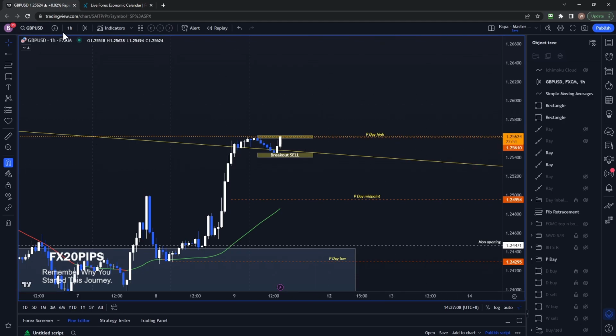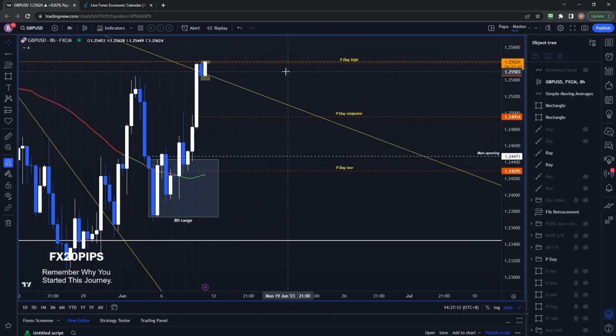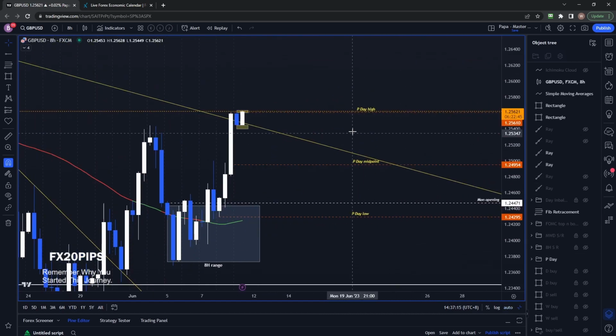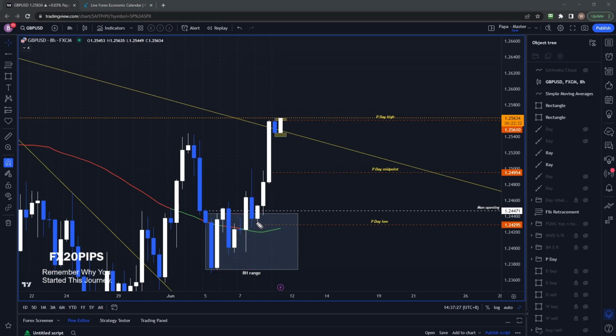As for the 8 hours, let's go to the 8 hours. What are we doing now? You see that price came out of the 8 hours box, retest, isn't it? Came out, retest, shot up. So this is no longer valid, so we need to change the 8 hours range. Let's do it this way.